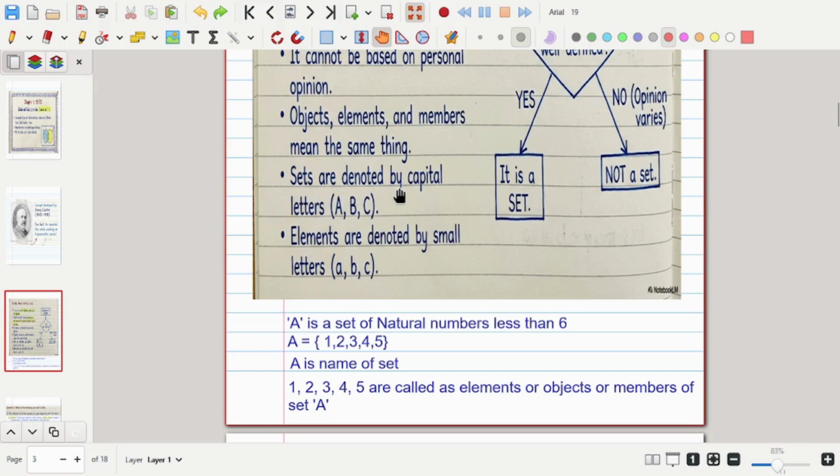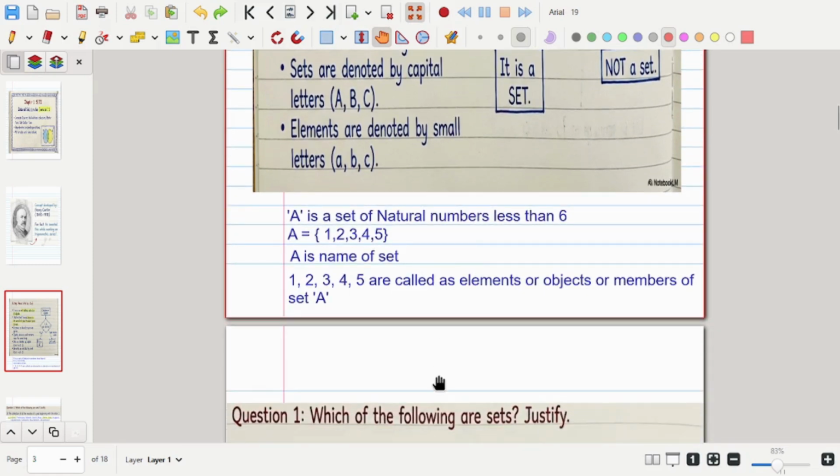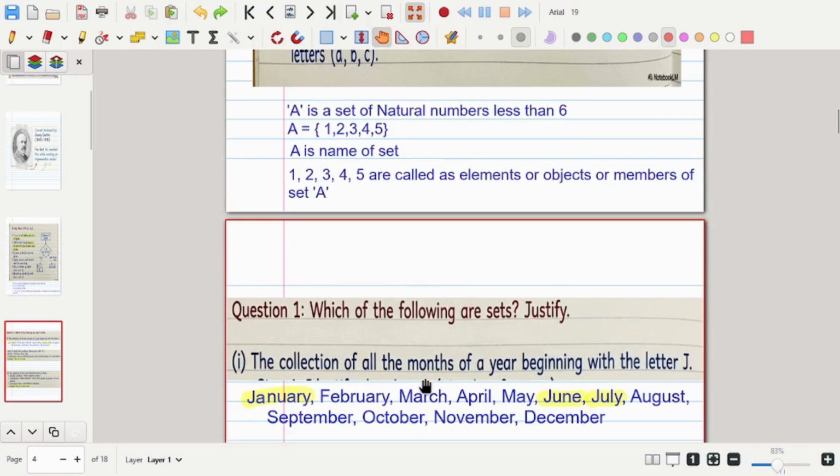Sets are denoted by capital letters, capital A, capital B or capital C. So we write it as capital A equals, curly brace meaning set of, 1, 2, 3, 4, 5, close curly brace. So A is the name of the set, and 1, 2, 3, 4, 5 are called elements or objects or members of the set A. The concept of set will get clear once we solve these problems.